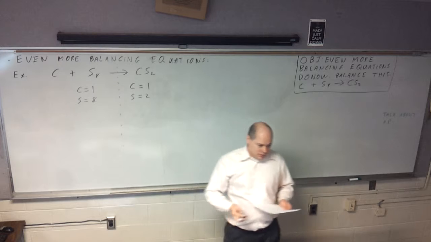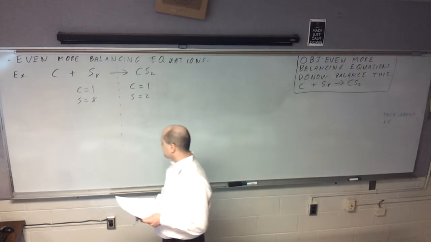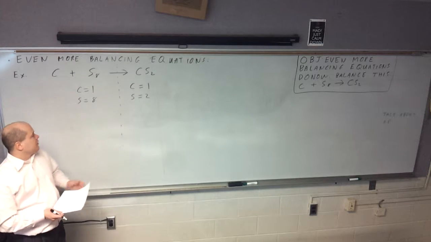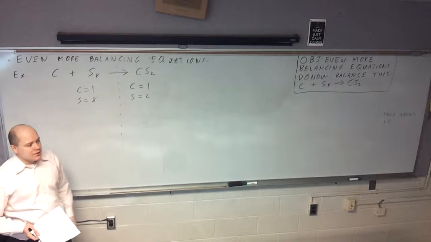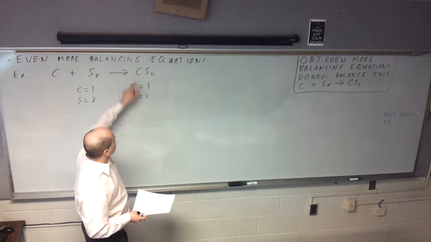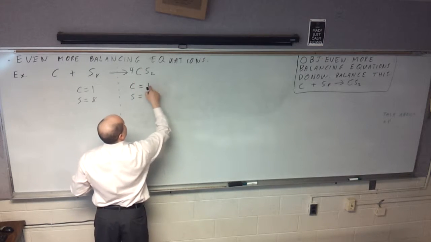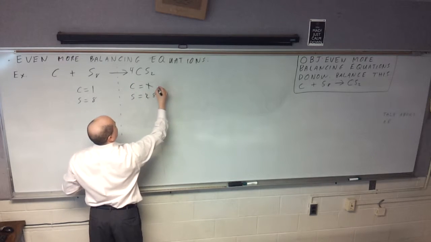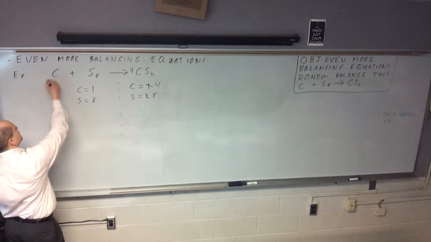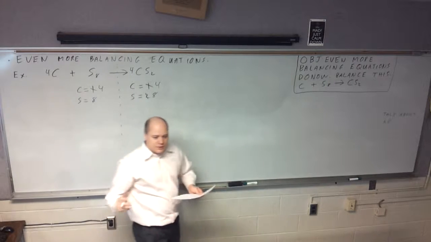Now, what are we going to do here? So we're going to figure out, okay, the element that's unbalanced is sulfur, so that's the one we've got to deal with. We want to have 8 sulfur on this side. So what am I going to put here? 4 there. So I'll make this 8. This becomes 4, right? So now I've got to balance the other side. And 4 in front of the carbon. And that's it. So that one's relatively easy.